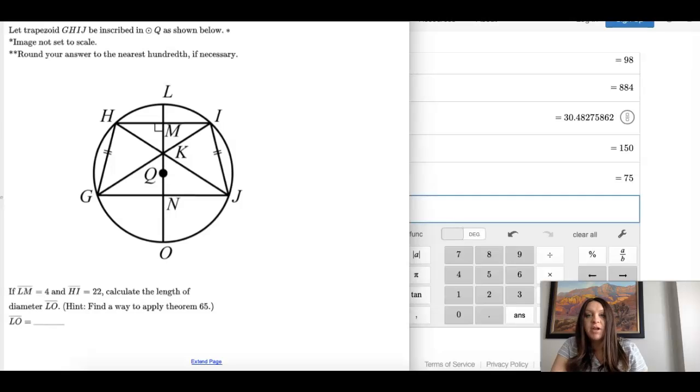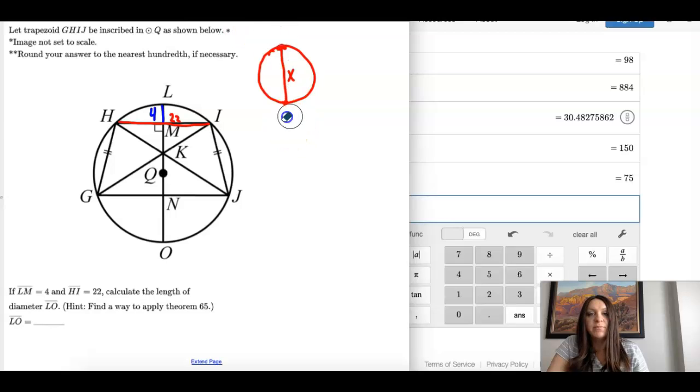So again, we have another trapezoid. This time we're given LM. We're given this tiny piece. It's 4. HI. It's 22. And we want to calculate the diameter. So I'm trying to figure out what the diameter is from here to here.